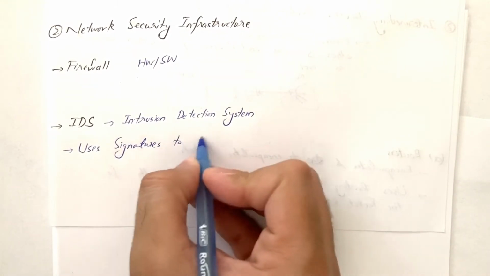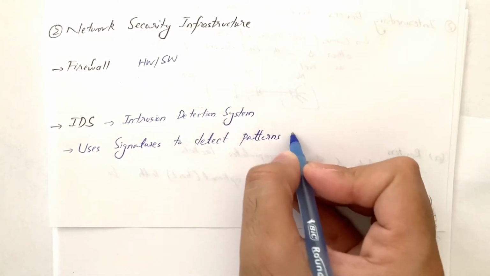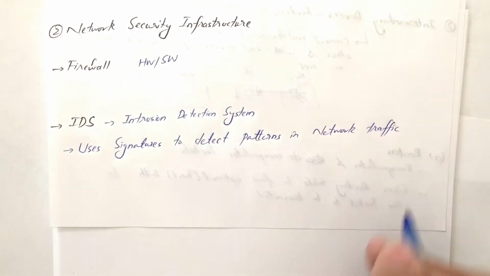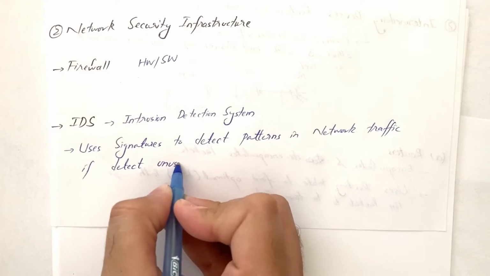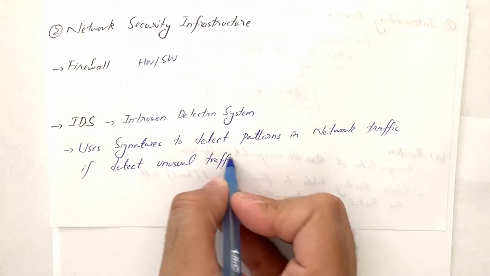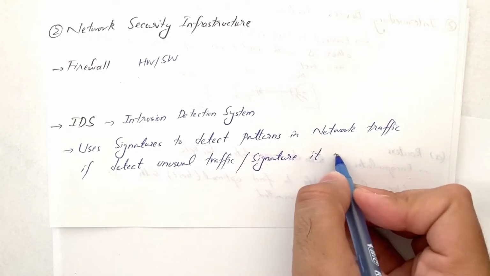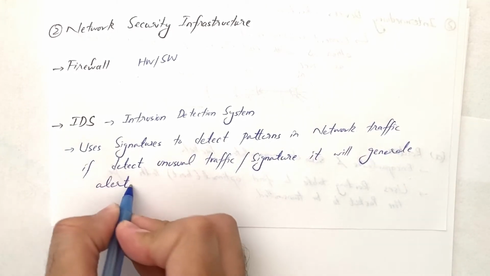It may use signatures to detect patterns in network traffic. And if it detects unusual traffic or signature, it will generate an alert. And when it generates an alert, then the next device, you can say, intervenes, and that is called IPS, intrusion prevention system.